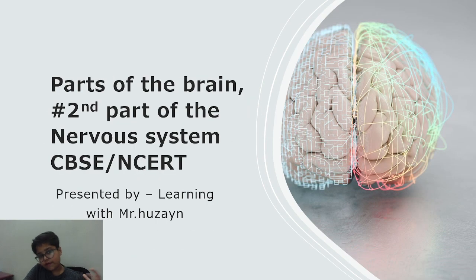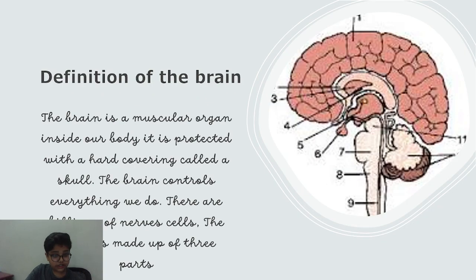So whenever we study something, as I always told you, the first thing that we have to study is the definition. So what is the definition of the brain? It would be the first thing that we are going to study. The brain is a muscular organ inside the body. It is protected by a hard covering called the skull, and it is part of the skeletal system, which I am soon going to teach.